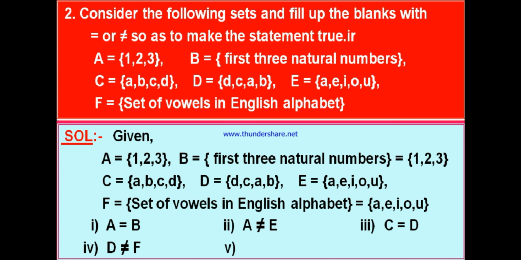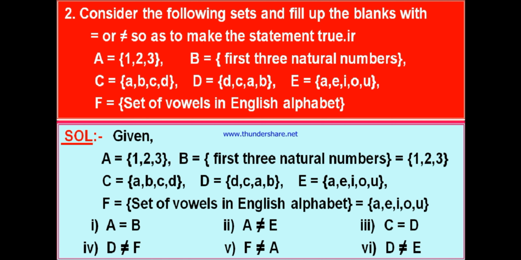Fourth bit, D dash F. Look at D and F. D contains the elements A, B, C, D, whereas F has the elements A, E, I, O, U. The elements are different, therefore D and F are not equal sets. Fifth bit, F dash A. F, the set of vowels, is {A, E, I, O, U}, and A contains the elements 1, 2, 3. The elements are different, therefore F and A are not equal sets.